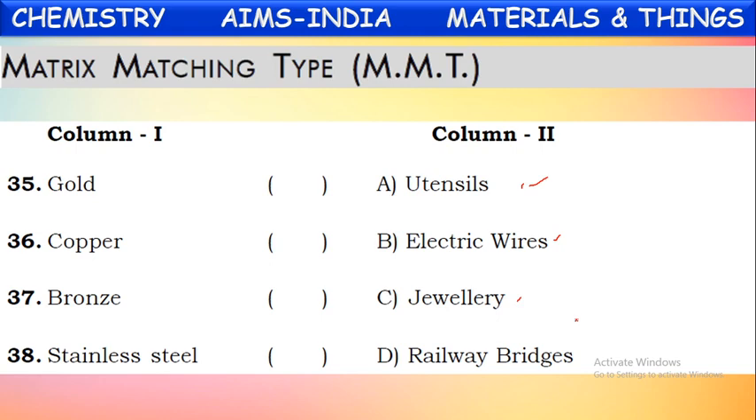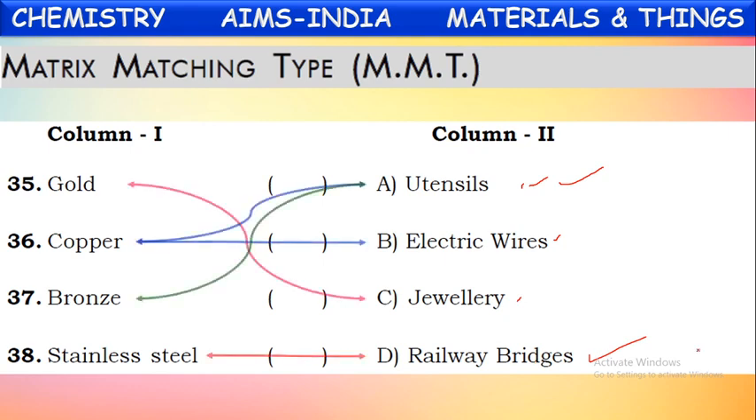These are generally made with brass and bronze alloys of copper. Next one, stainless steel. Steel is used in household utensils. Some utensils are made with steel, and even railway bridges and railway tracks. These all are made with stainless steel. So see the correct matching now.